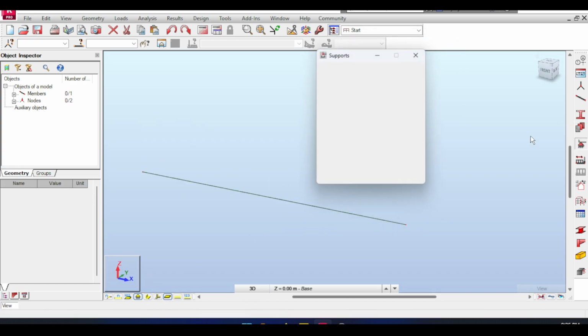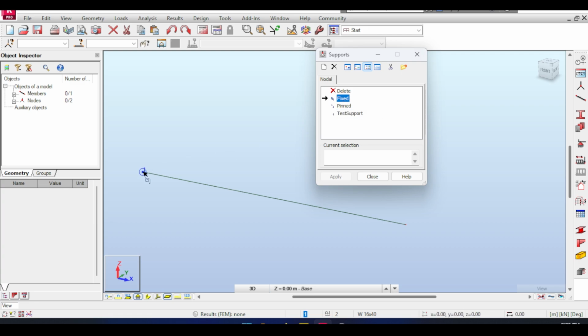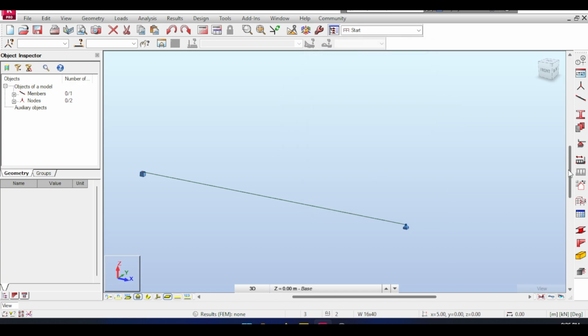So here I'm going to add a support. I'm going to add a fixed support here. And I'm going to add a pin support here. And I'll delete this test support. I will make another one very soon. So I have a pin and a fixed support. And now I'm going to define some loads.